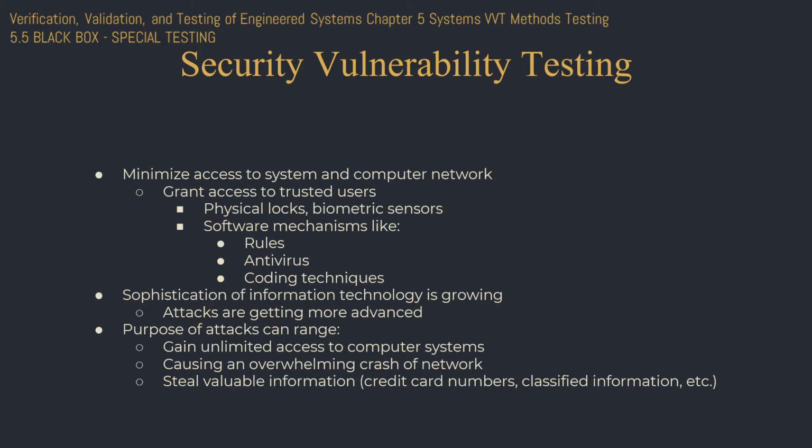The whole point of security vulnerability testing is to minimize access to the system and computer network. It's the best way to ensure that this type of risk is mitigated, which is to minimize who has access to everything. Just trusted users, only let certain people use the computers. Physical locks and biometric sensors, like passwords, or maybe even fingerprints if it gets to that point, or just a simple lock, so people can't use it. Some software mechanisms are rules, antiviruses, and coding techniques, like an antivirus or a firewall that will block this, etc.